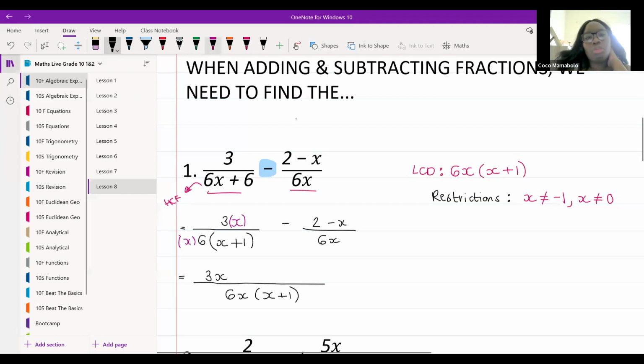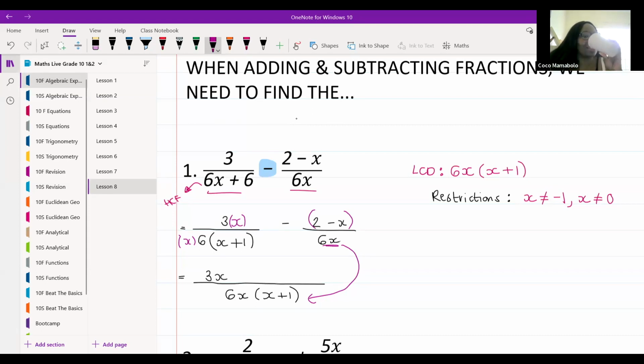Right. And now remember what Teacher Coco said about this minus. This minus actually belongs to the whole thing. So we still kind of have to multiply that minus in. All right. So now we go to this denominator. What is missing from my LCD? What is missing in this denominator from my LCD?